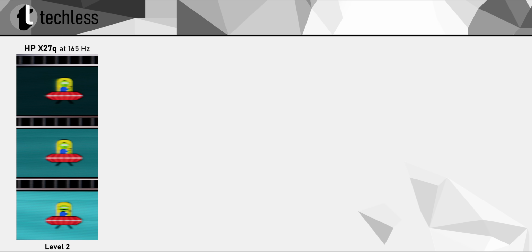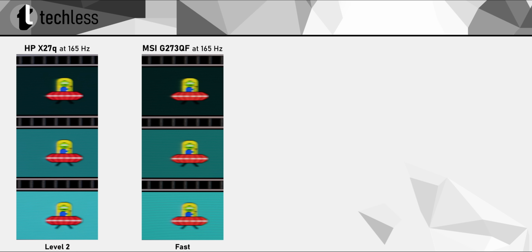Now, but how does the X27Q compare to other monitors of its class? The MSI G27 3QF is a very comparable monitor, both in terms of specs and price. And apparently, the response time performance is pretty comparable as well. The G27 3QF has a more modest overdrive setup and generally is a bit more consistent across all three tracks. But overall, that's pretty comparable performance, definitely close enough that it doesn't make any difference in game.